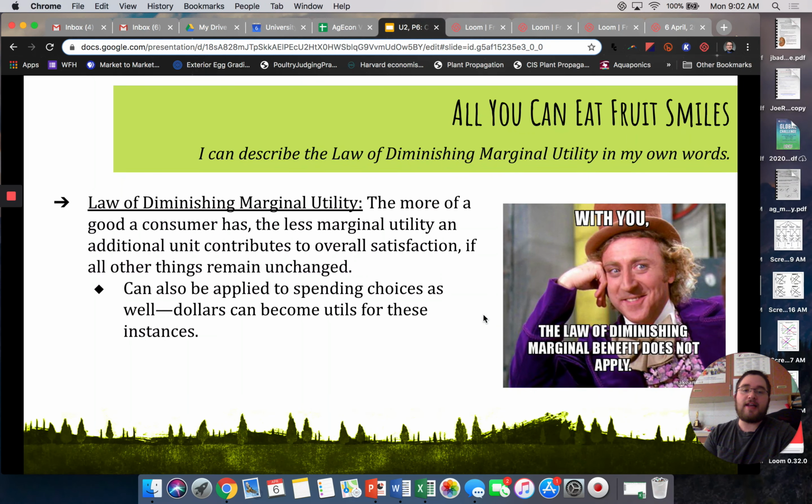Now, the law of diminishing marginal utility tells us that the more of a good a consumer has, the less marginal utility an additional unit contributes to overall satisfaction, if all other things remain unchanged. This can also be applied to spending choices as well, and dollars become the utils for these instances, as I previously explained.